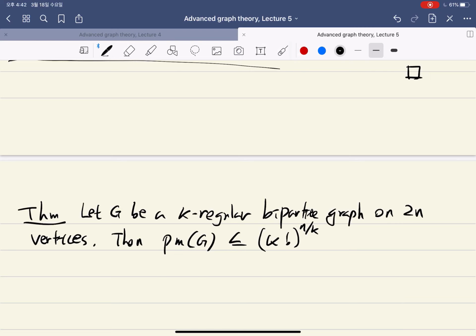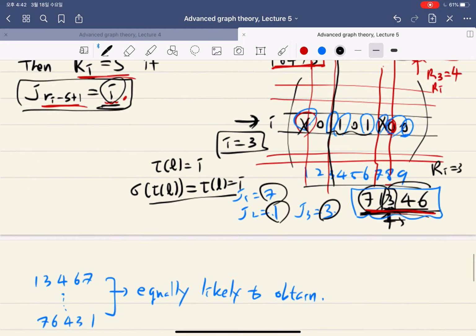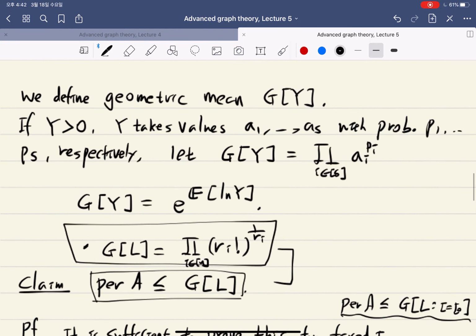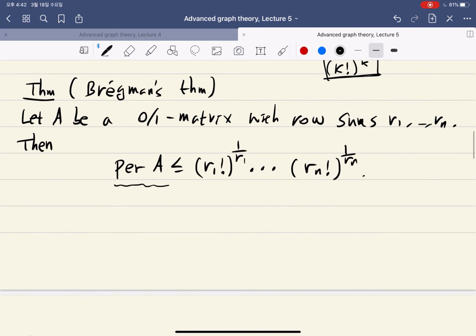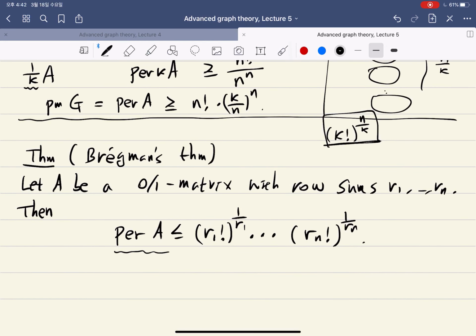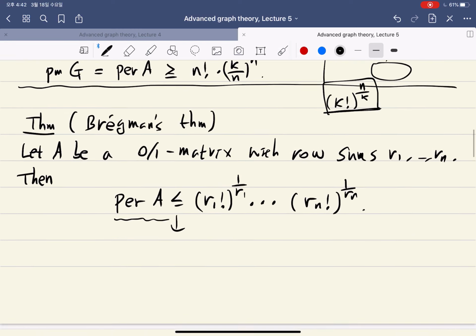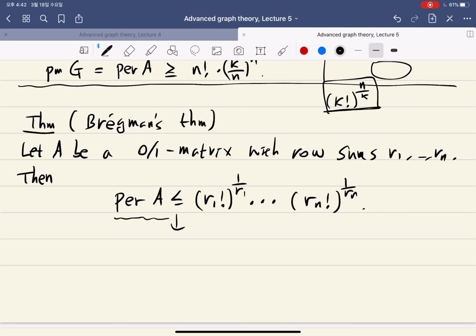And also you can prove that in this Bregman theorem, if you analyze the proof carefully and then analyze all the cases when we get equality in this inequality, then you can actually show that this equality only holds for block diagonal matrices, in which each block is a square matrix with all entries 1.